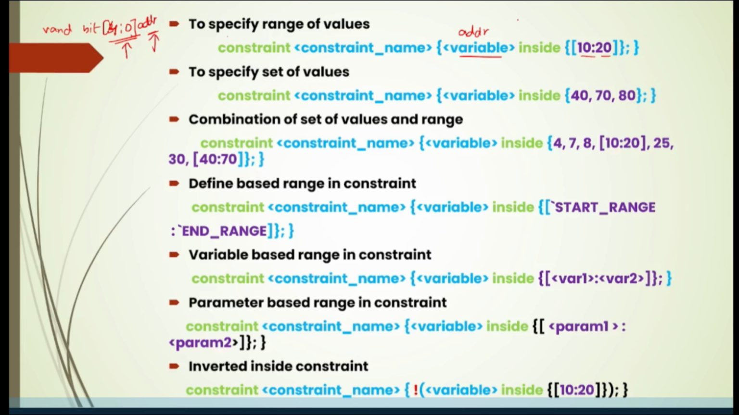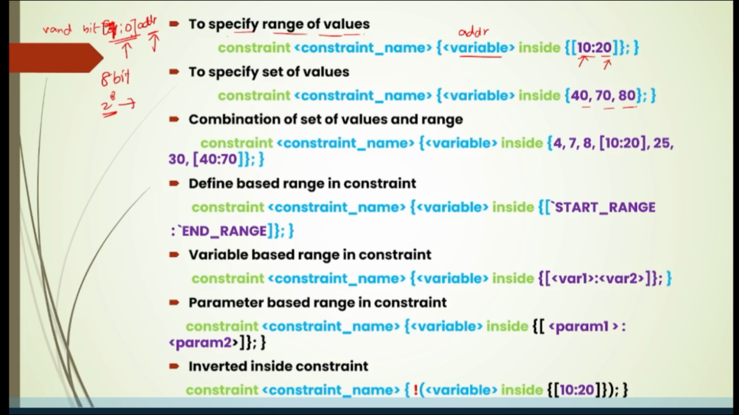Based on this, for example, if the address is [7:0], that means it is 8 bits, so you get 2 power 8 combinations. Among these 2 power 8 possibilities, only the values between 10 and 20 will be randomized. So that is how you randomize within a range of values, that means between 10 and 20.